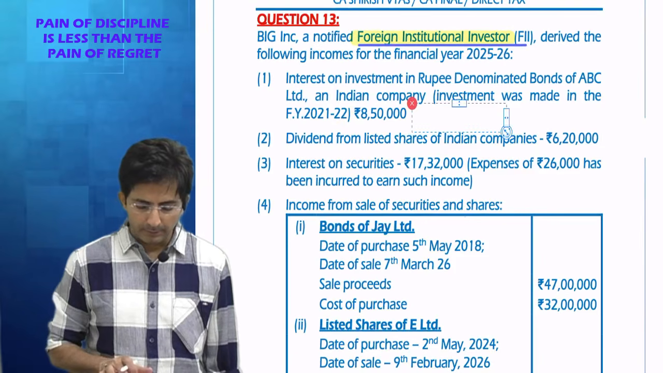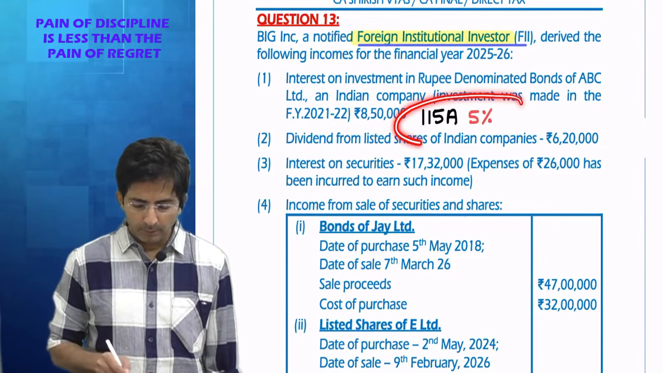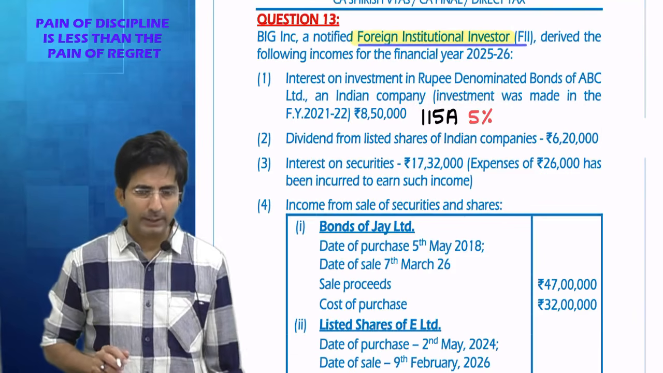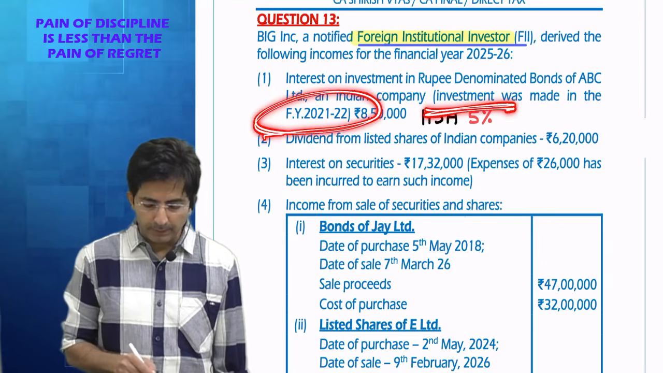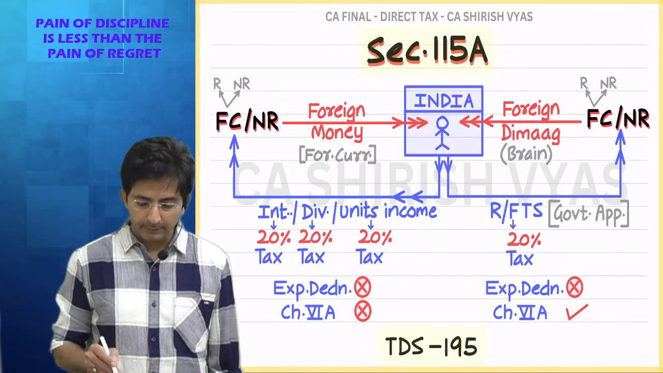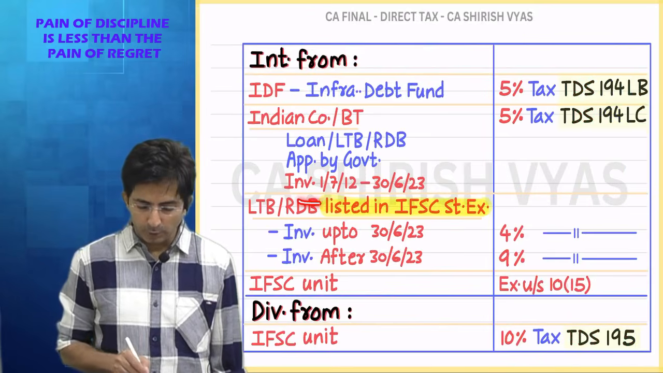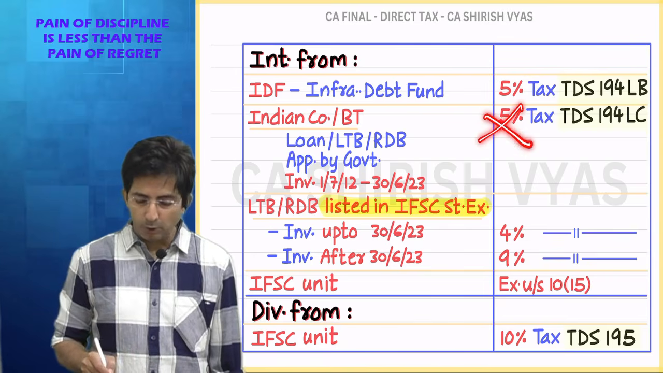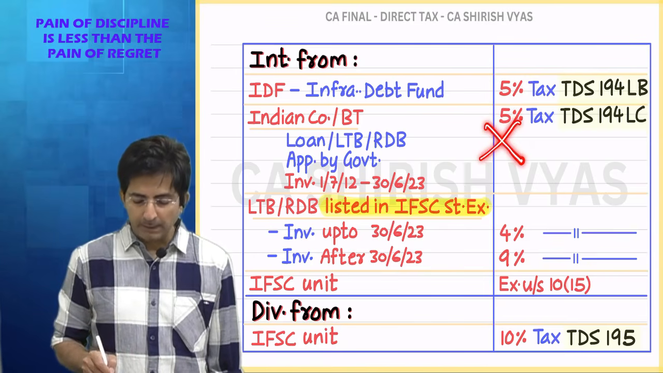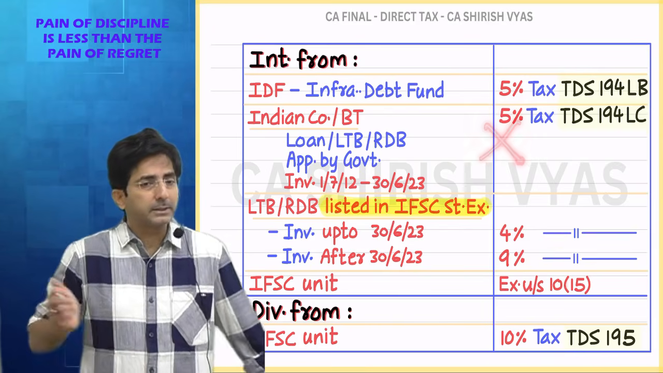So see what I have written here. Read what I have written. 115A, 5% tax. Okay. What if the investment was made after 30th June 23? What if the investment was not between this date, it was after 30th June 23? Then this will not apply. And if this doesn't apply, then the rate will be 20%.